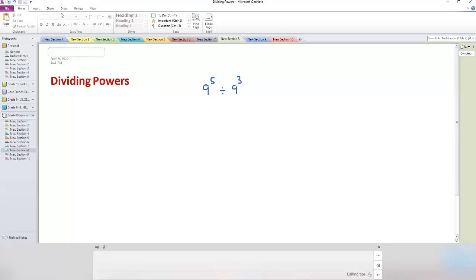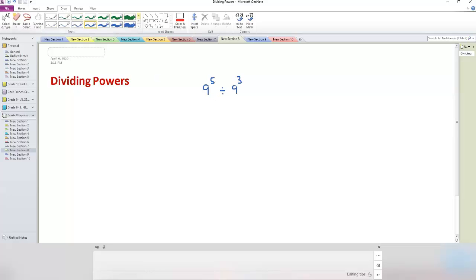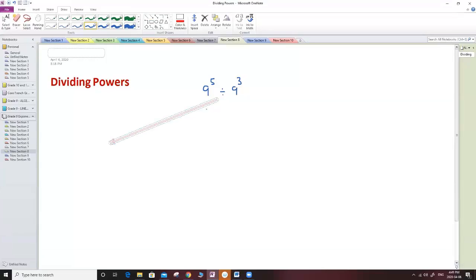So again, I'm going to do the same thing as I did with the multiplication. I'm going to say how grade 8 would answer this question and how grade 9 should answer this question after having the information about the exponent law. So for grade 8, they're going to break down the 9 to the power of 5.